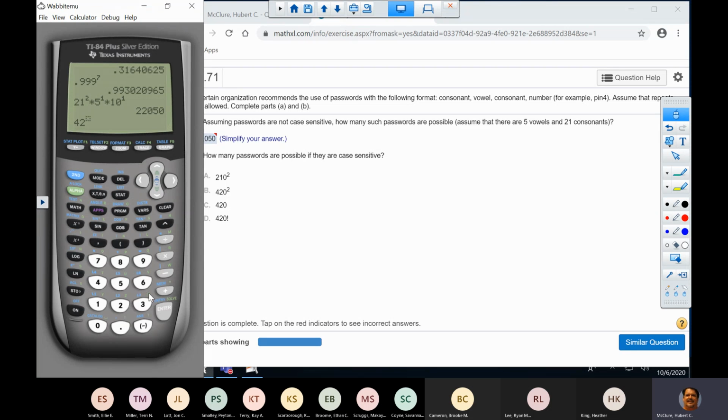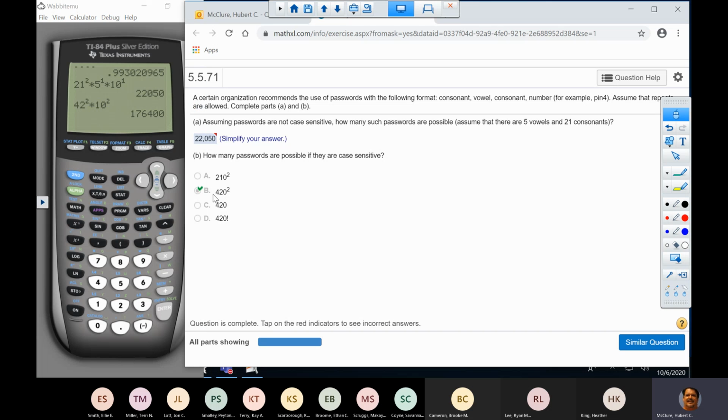All right, 42 raised to the second power times 10 raised to the second power. And hit enter. 176,400. Or you could say 42 squared, or 420 to the what? Second power. So that's that answer.